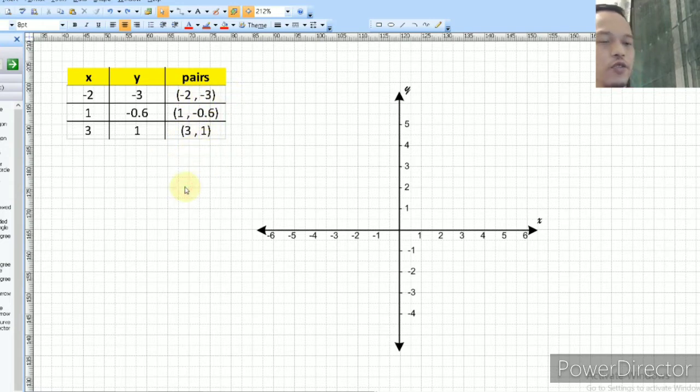So first -2, -3 here, and then we have 3, 1 here. So we have 2 ordered pairs, and then I just connect them with a line. Don't forget, since it is specified again that the domain is all real numbers, it means that you need to use the arrowheads on both edges. Okay, so here it is. We have graphed the equation.